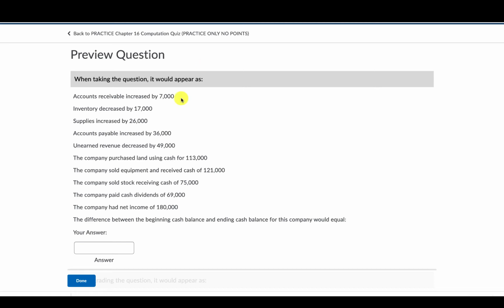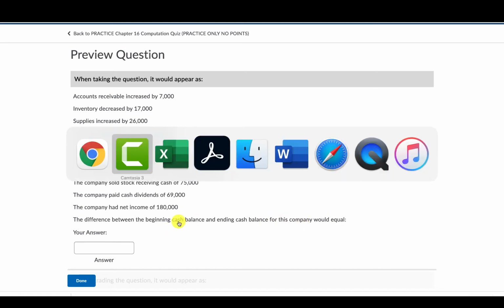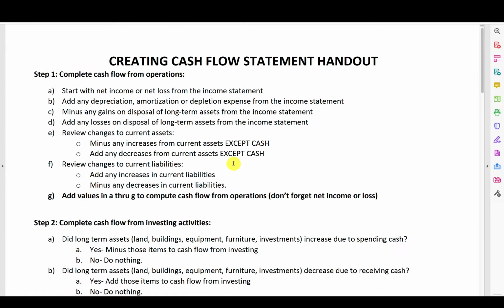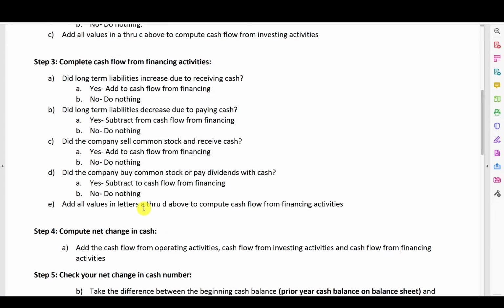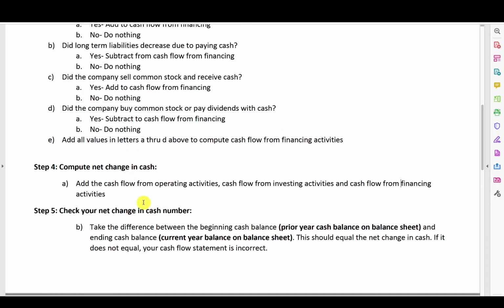In this video, we're going to go over the question that says the difference between the beginning cash balance and the ending cash balance for the company would equal. Well, this is the exact same thing as the net change in cash, right? Because step 4 and step 5 are a reconciliation step. So step 4, you add your cash flow from operations, cash flow from investing, cash flow from financing to get the net change in cash.